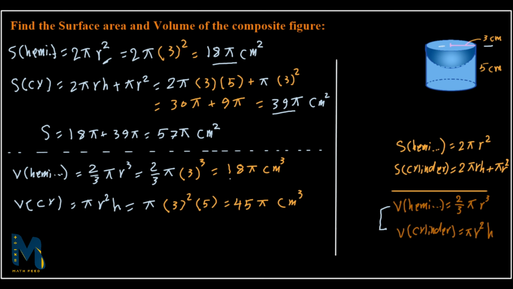Now we are going to subtract the volumes. Why? Because our hemisphere is upside down inside the cylinder, so we have to subtract them. So the volume of the composite figure, we have 45 pi minus 18 pi equals 27 pi centimeter cube. This is how we find the volume and surface area of the composite figure. Nicely done.